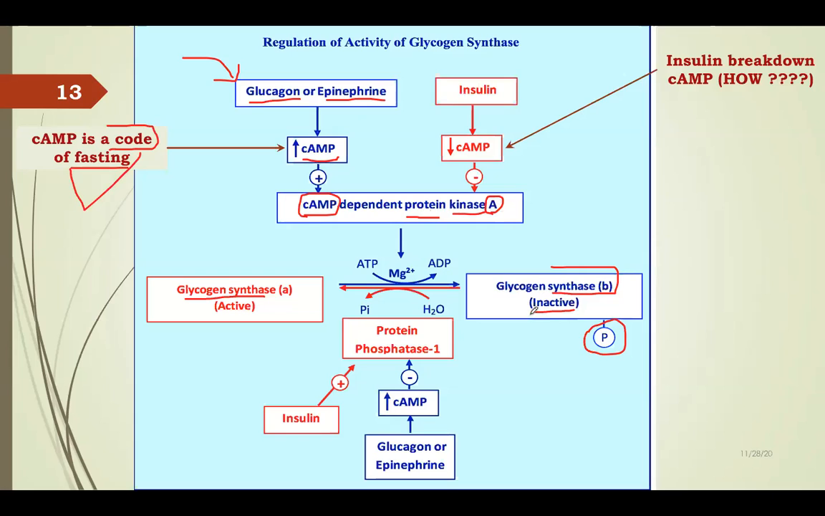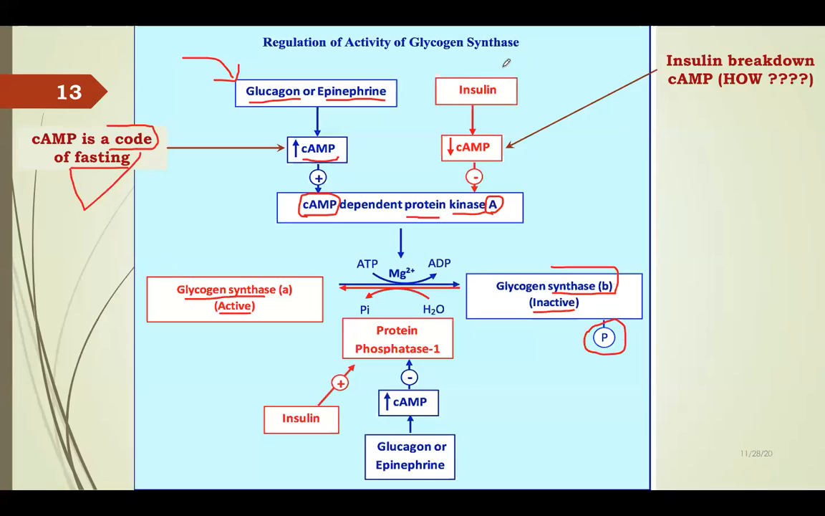If you bind phosphoric acid to glycogen synthase, the scientists give it the letter small b. Glycogen synthase b means inactive. Glycogen synthase a, small a, is active. So if you bind phosphoric acid to glycogen synthase, it will be inactivated, because we are in fasting or starvation and we don't have blood glucose.